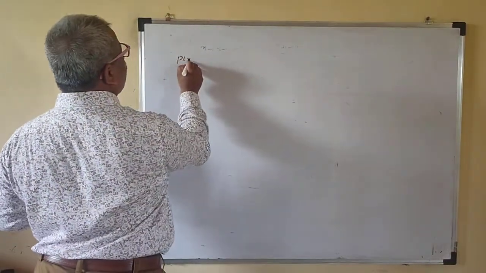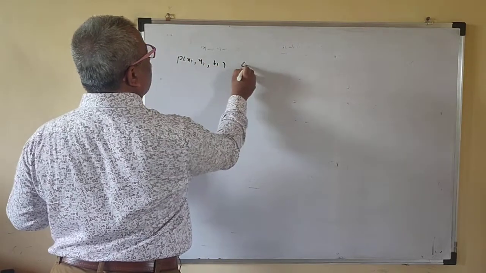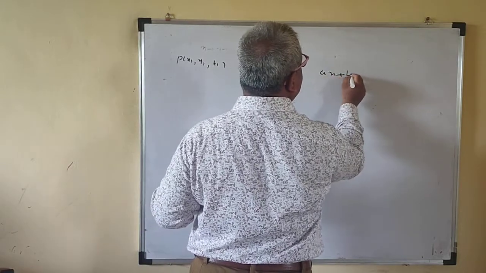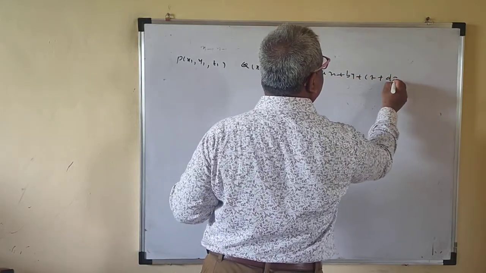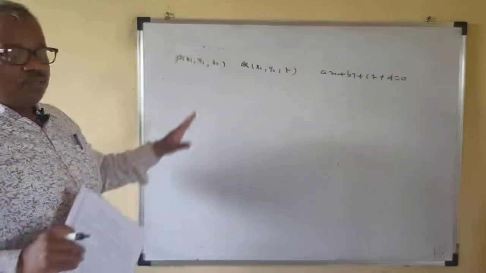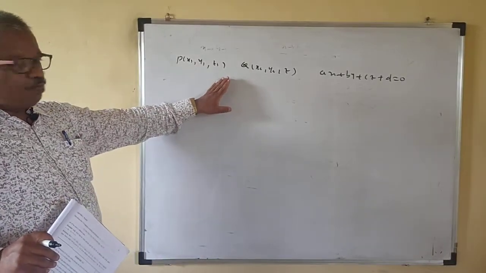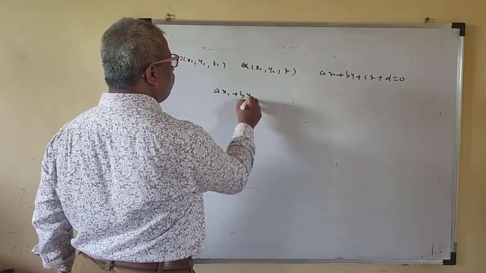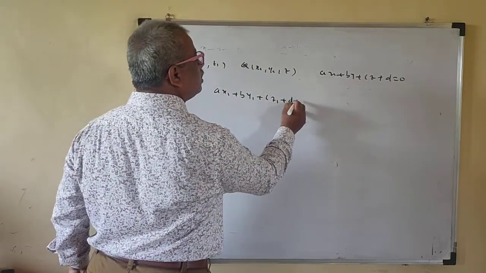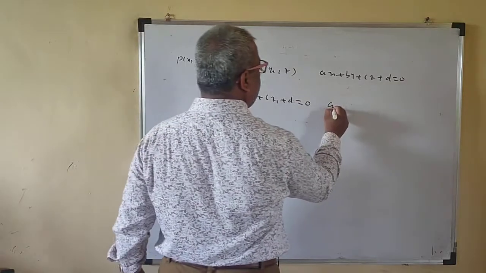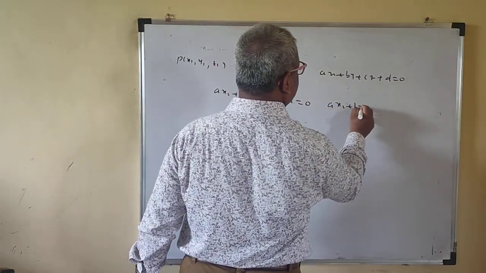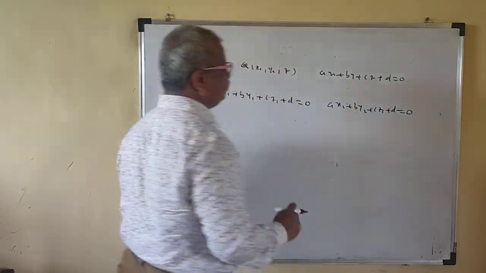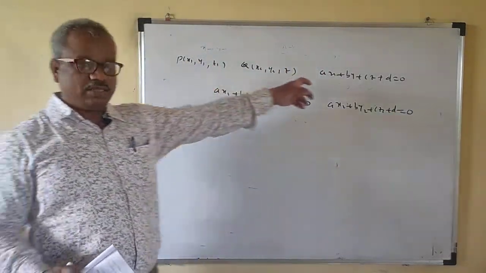Now suppose you have 2 points, P (x1, y1, z1) and Q (x2, y2, z2), and this is the equation of the plane. These 2 points lie on the same side if we evaluate ax1 plus by1 plus cz1 plus d, and ax2 plus by2 plus cz2 plus d.